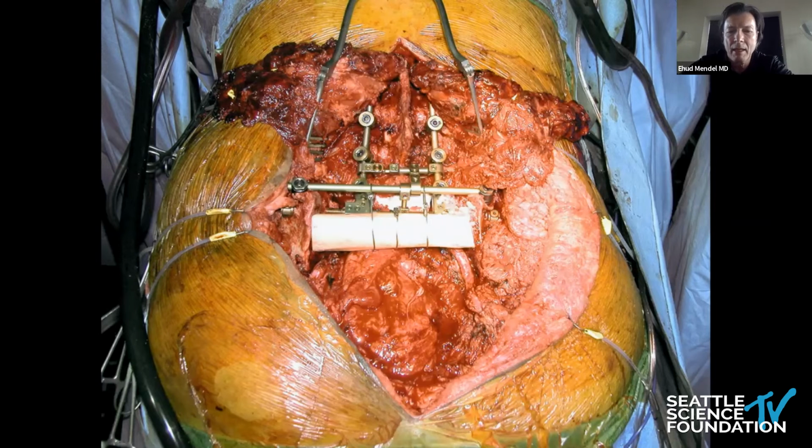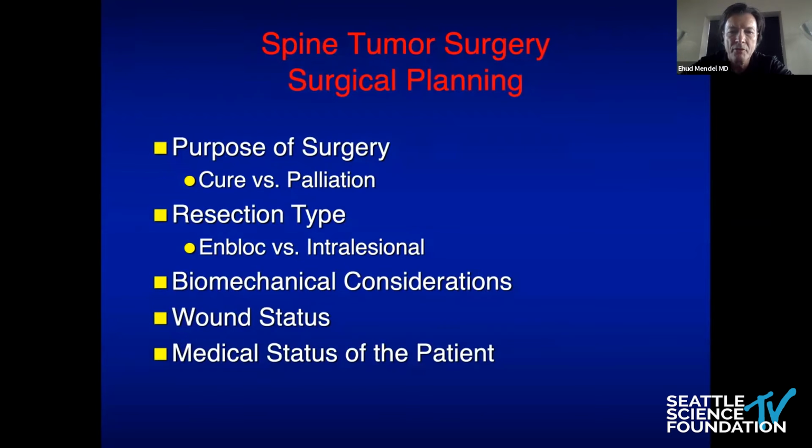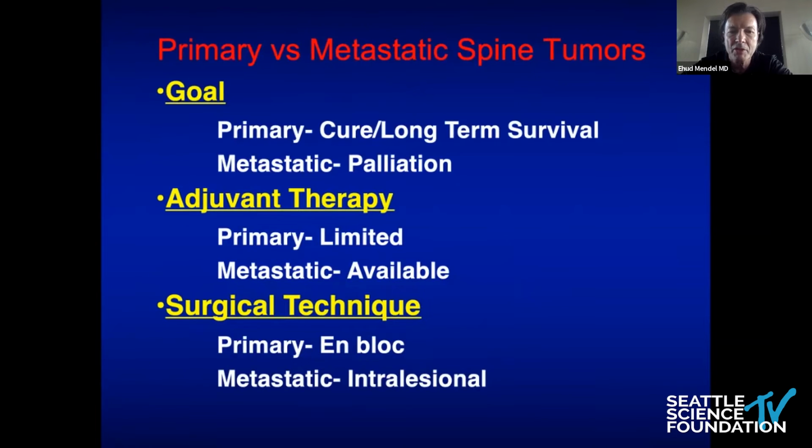And again, a lot of planning goes into these cases when it comes to not just doing the surgery, but actually wound closure. So the surgical planning is key. You want to know your purpose of diagnosis of a surgery, whether you're planning on trying to cure these patients or palliate them, whether you're going to do an en-bloc resection or intralesional resection. You've got to figure out how to instrument it from a biomechanical consideration, what's the wound status, and overall, what's the medical status of this patient.